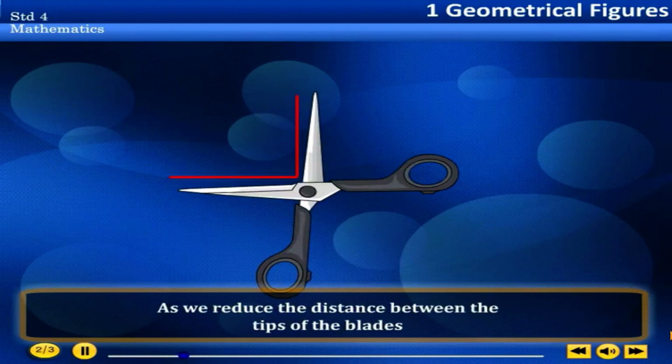Obtuse angle. As we increase the distance between the tips of the blades, the angle between the blades grows bigger than a right angle. An angle that is bigger than a right angle is called an obtuse angle.